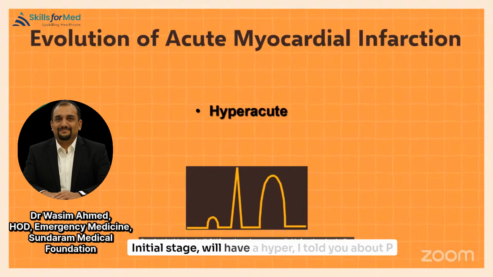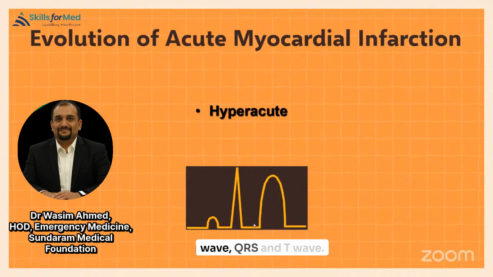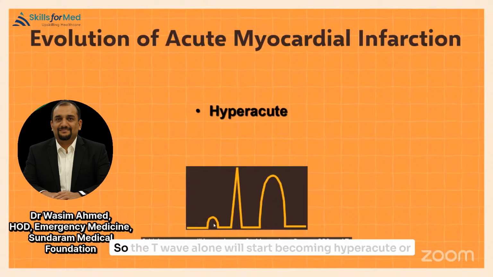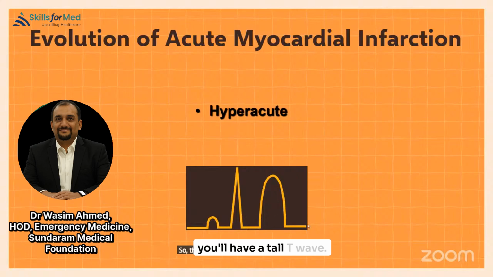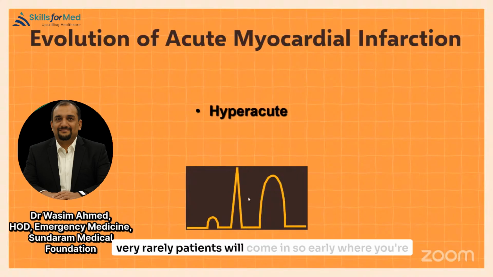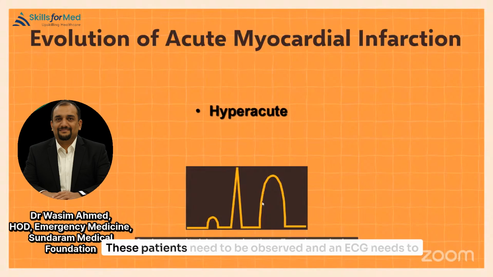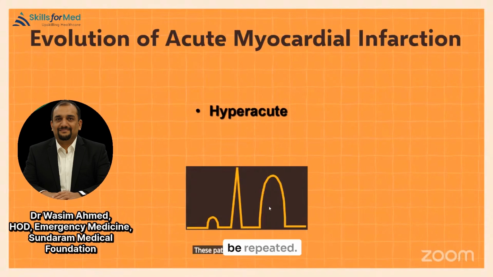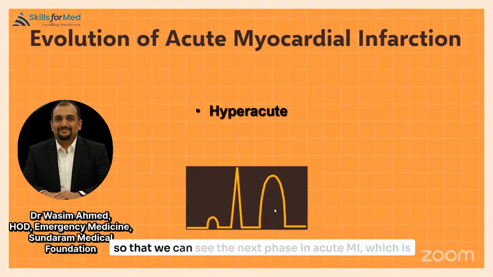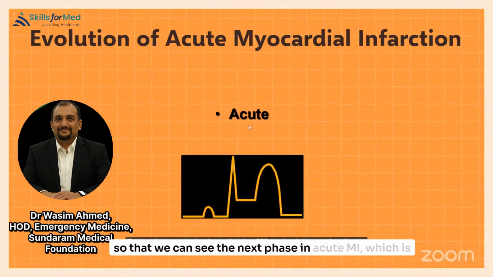In the initial stage, you will have a hyperacute phase. I told you about the P wave, QRS, and T wave. So the T wave alone will start becoming hyperacute, or you'll have a tall T wave. Very rarely, patients will come in so early that you're able to identify a hyperacute T. These patients need to be observed and an ECG needs to be repeated so that we can see the next phase in acute MI, which is nothing but the mountain which I talked to you about.